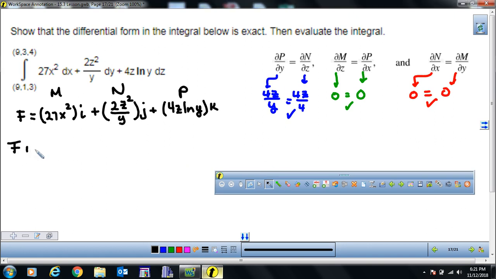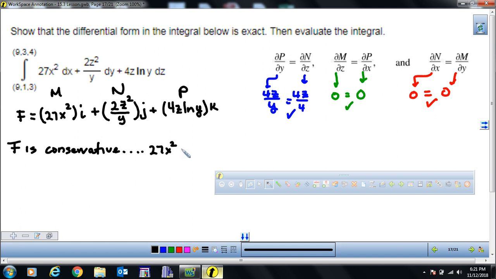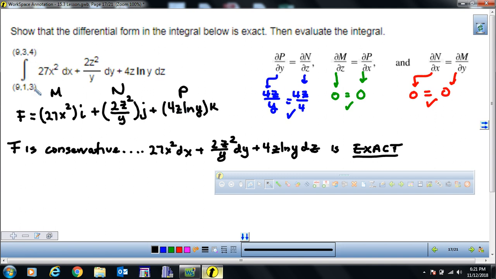So we're going to say F is conservative. And by conservative, we mean that the differential 27x squared dx plus 2z squared over y dy plus 4z ln of y dz is exact. And by exact, again, we mean that I can find a potential function of this field and evaluate it directly at these limits instead of having to do this integration.